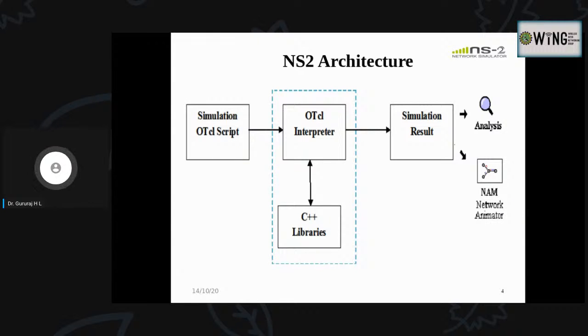So the animation is required to visualize the output, and the trace file is required to analyze the output. The third output is optional, and it's called a graph. By default, NS2 has a default graph called XGraph. Why is it called XGraph? It's just the name of the graph.